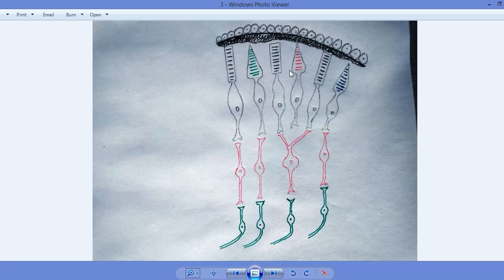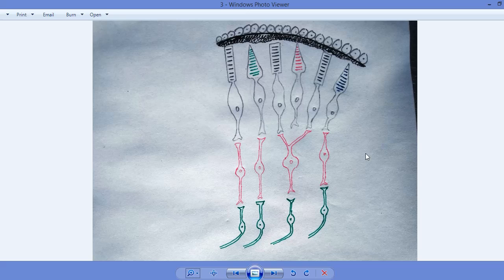pigments inside the cones and inside the rods, and those pigments will be activated, and those pigments will initiate a signal. That signal will be transferred toward the bipolar cell, and from the bipolar cell that will be transferred towards the ganglion cell, and that signal in the form of action potential will be transferred through the axon of the ganglion cell towards the visual cortex of the brain.